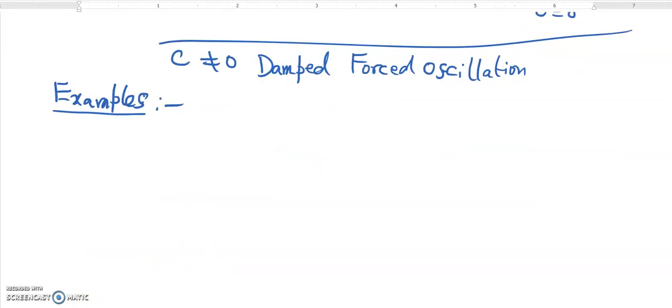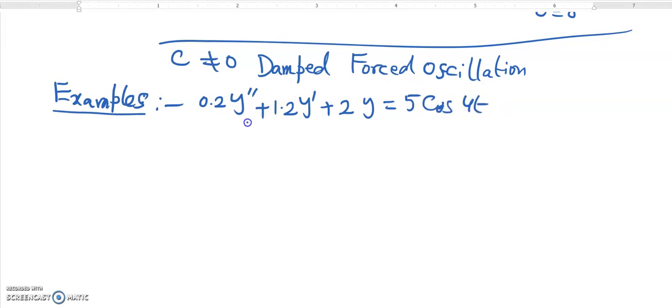Suppose we have this equation, 0.5 y double prime plus 1.2 y prime plus 2y is equal to 5 cosine 4t. So we can interpret this equation as a mass spring system with the forced oscillation.